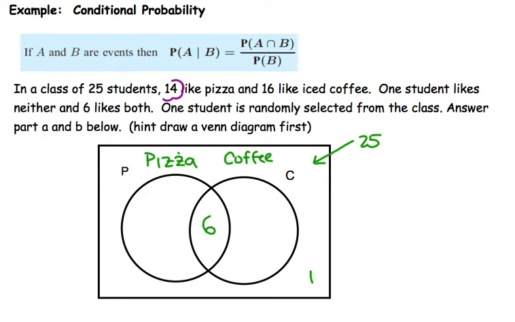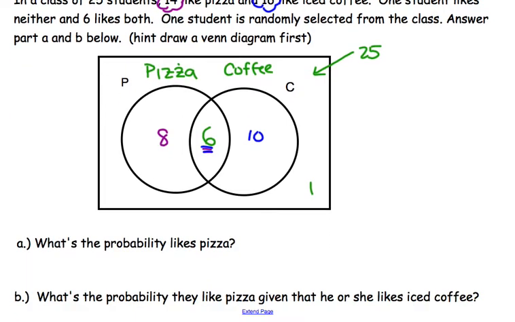Now we need to figure out what's going to go into the other 2 places. So they say 14 like pizza. So if we have 6, and there are a total of 14 in that circle, 14 minus 6, we have 8 over here. Then 16 like iced coffee. If they have 6 in here, there's 10 left. So now we've set up our Venn diagram. Now we're going to go ahead and answer a couple questions below.